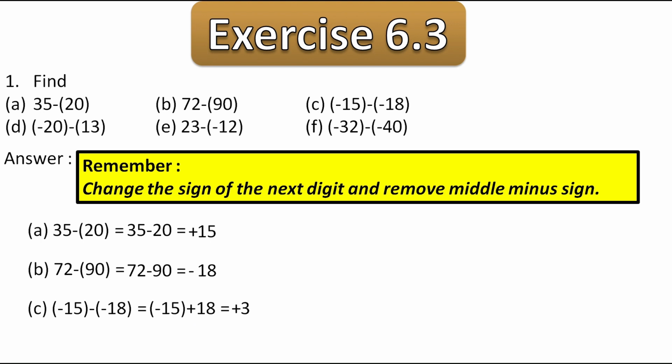Now let's solve the next one, minus 20 minus 13. Minus 20 will remain as it is, but the sign of this 13 will change and it will become minus 13. Whenever a number is in a bracket and there is no sign before it, it has a plus sign. So we change the sign of this 13 and it becomes minus 13. Now both numbers have the same sign, therefore we add. When we add, we get 33. As I told you in the rule, whichever number is bigger, its sign comes to the answer. Here 20 is bigger and has a minus sign, therefore the answer gets a minus sign.